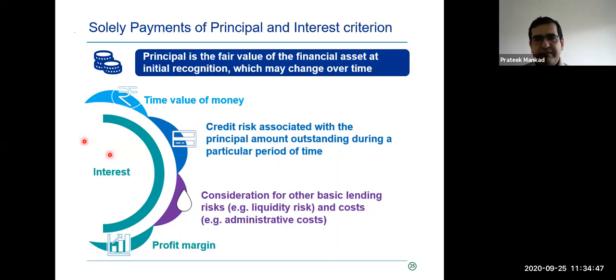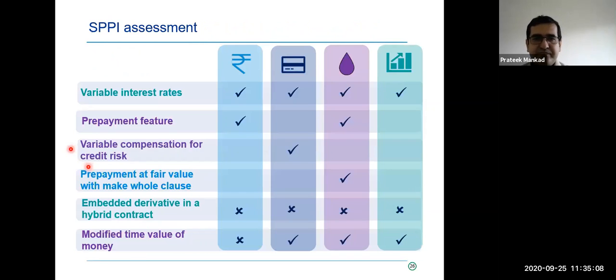Now, let's take some examples of features in a contract to see whether they meet each of these risks. Remember these icons, I'll maybe flash them again. The rupee symbol is for time value of money. This is a credit card, which is credit risk. This is liquidity and profit margin. Now, I'll mention the term and tell you where it fits. We'll obviously have a few case examples to clarify the concept.